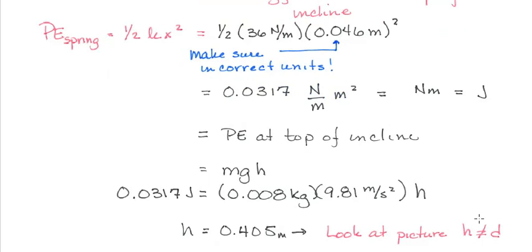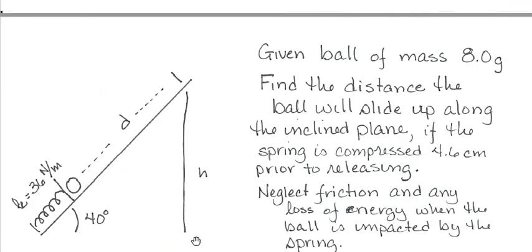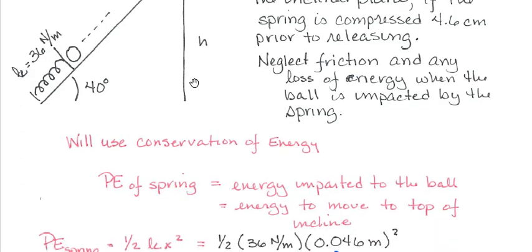But I want you to look at the picture. h is not equal to the distance up the incline. Let's look at this picture again. What we just calculated was this h. What we want is this d. So we're going to have to use our trigonometry in order to get the answer for that part.